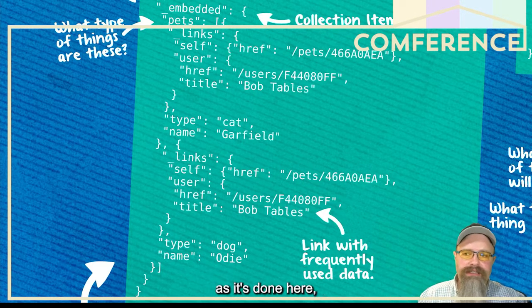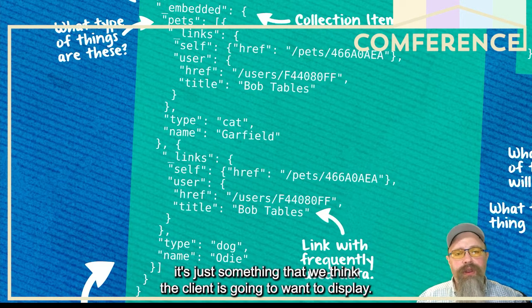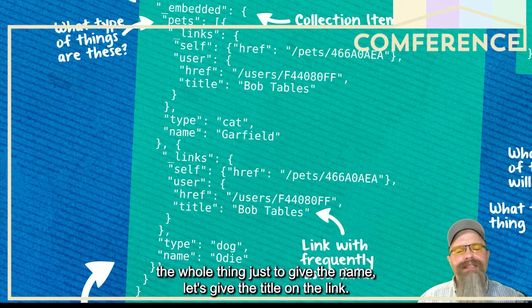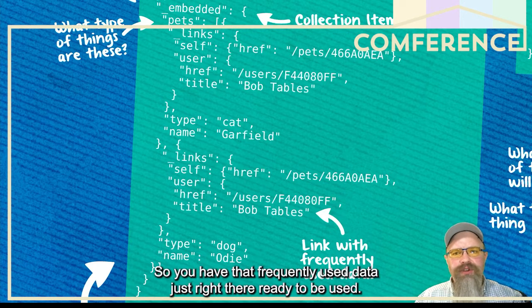Or as it's done here, it's just something that we think the client is going to want to display. So instead of saying you have to fetch the whole thing just to give the name, well, let's give the title and the link. So you have that frequently used data just right there, ready to be used.